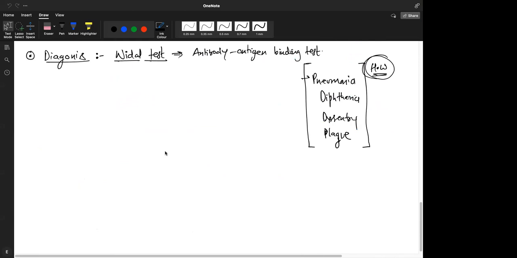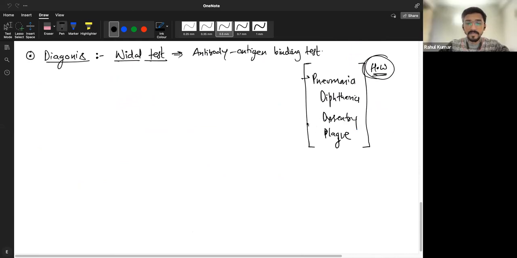Then you told us to read about pneumonia, diphtheria, dysentery, and plague. Right. So Vidal is the name of the person. He was a French physician who first figured out that this assay can be used to find out if a person has typhoid or not. So it's George Fernand Vidal.